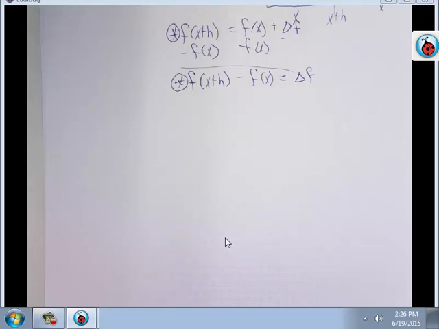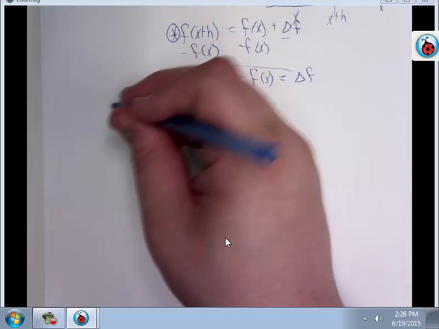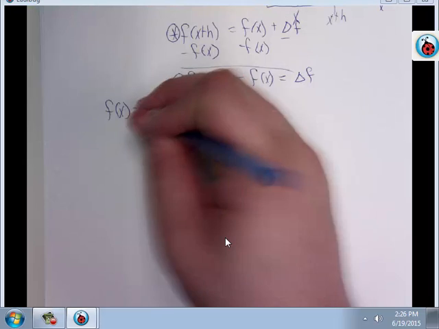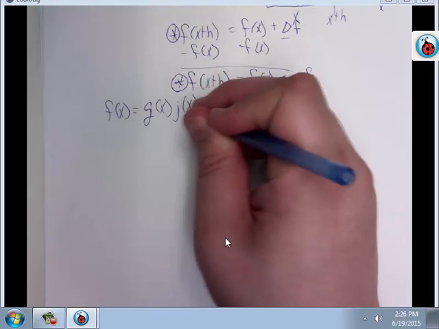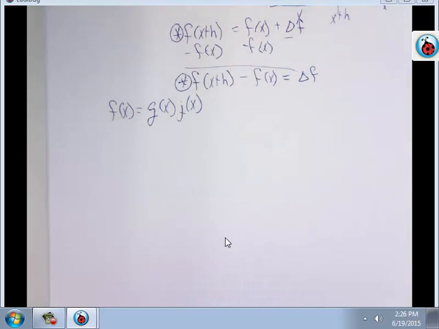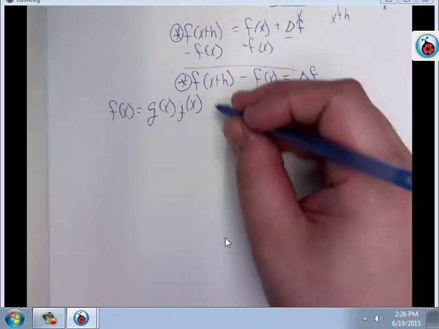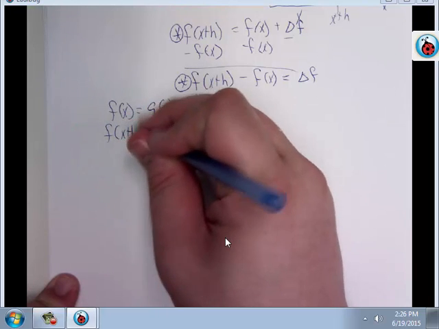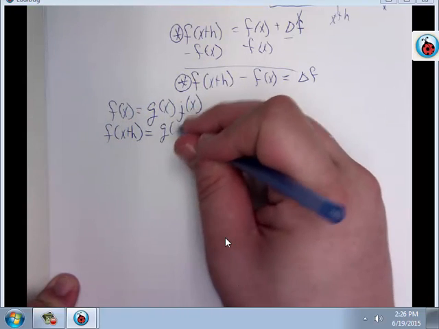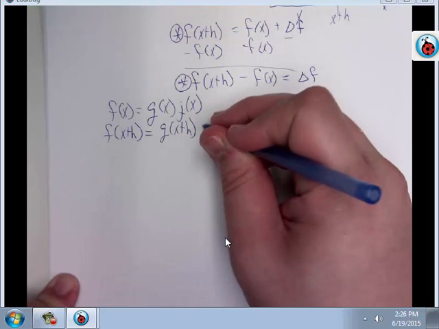Alright, so we're going to do product rule. And product rule is f of x equals g of x times j of x. I'm using j here instead of h to make things a little less complicated, because I felt in the sum and difference video that there were a lot of h's being thrown around, so a little hard to follow. So I'm going to use j of x instead for this one. So f of x plus h is going to be g of x plus h times j of x plus h.